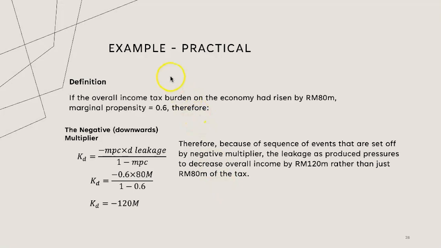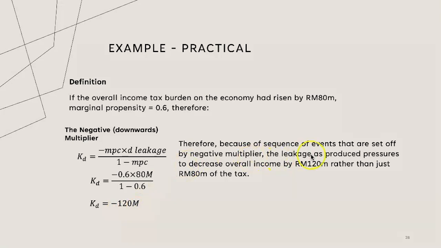Example for the calculation, right? So if the overall income tax burden on the economy had risen by RM 80 million, and the MPC is 0.6, therefore, masukkan dalam formula for the negative multiplier. Negative 0.6 times the leakage, okay, which is the 80 million, divided by 1 minus the MPC, which is 0.6. So the value for the negative multiplier is negative 120 million.